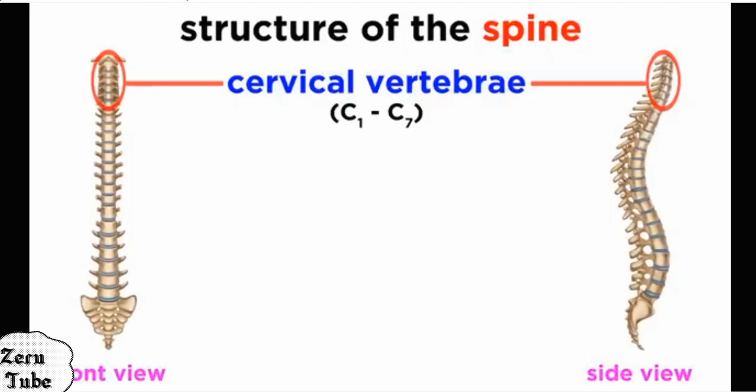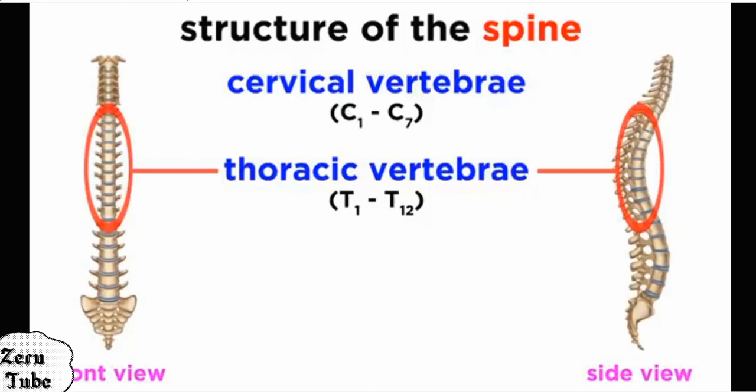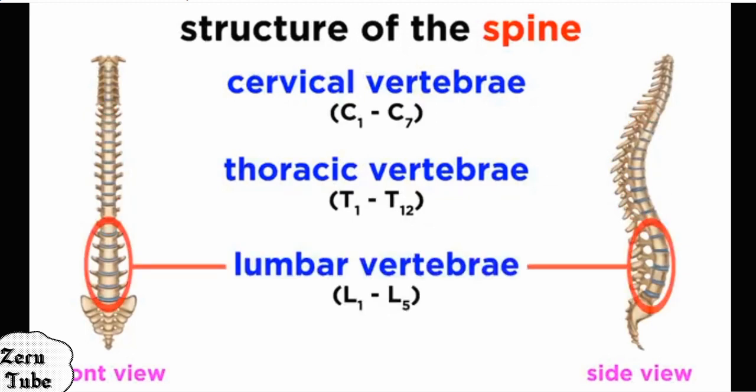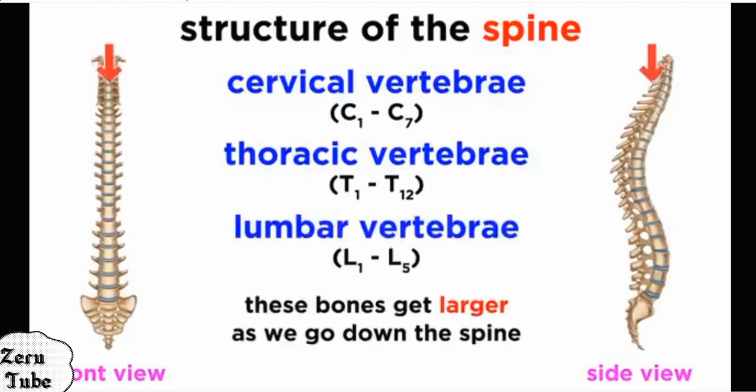The cervical vertebrae start from C1 up to C7. The thoracic vertebrae start from T1 up to T12. The lumbar vertebrae start from L1 up to L5. The fourth one is the sacral vertebrae and the coccygeal vertebrae. The size and width of the vertebrae increase from the cervical vertebrae down to the lumbar vertebrae.